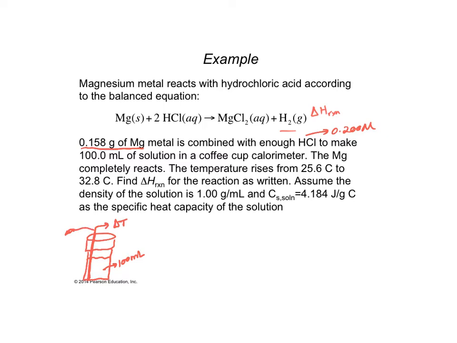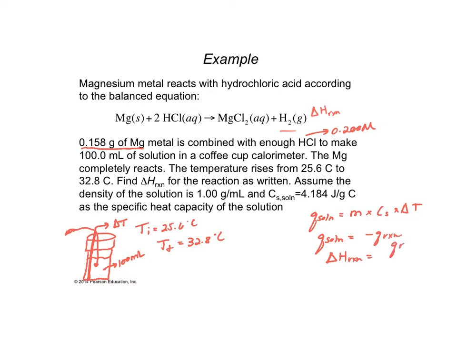So we throw this guy in. What we find, temperature initial for this reaction was 25.6 degrees Celsius, and then the final temperature was 32.8 degrees Celsius. So how are we going to utilize all this amazing data to figure out what delta H is for this reaction? Okay, 3 different equations. Number 1, our heat equation for the solution. Number 2, the relationship between the solution and the reaction. And number 3, enthalpy of reaction is heat of solution divided by number of moles of limiting reagents.